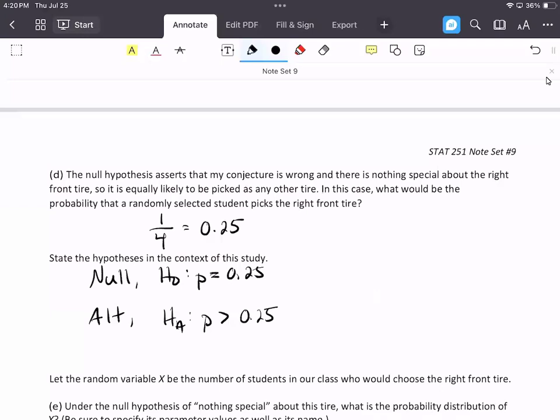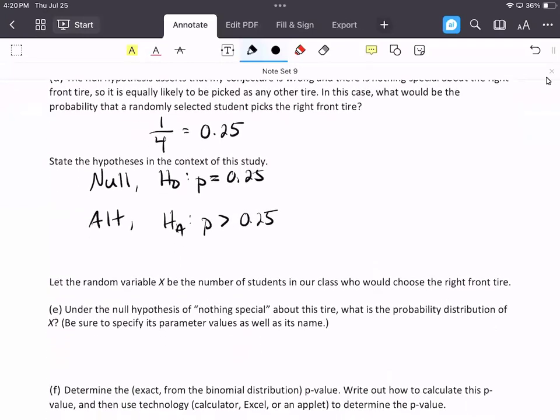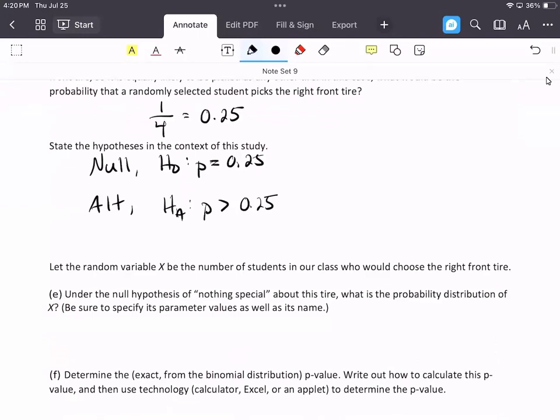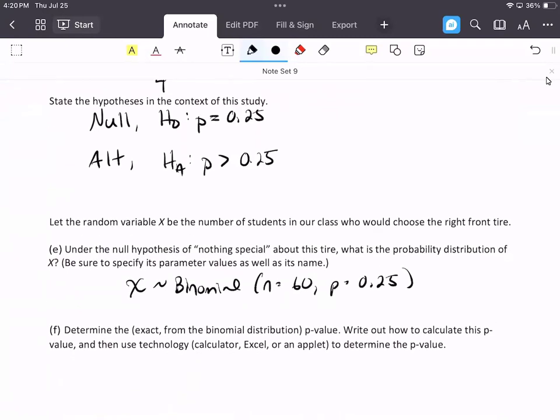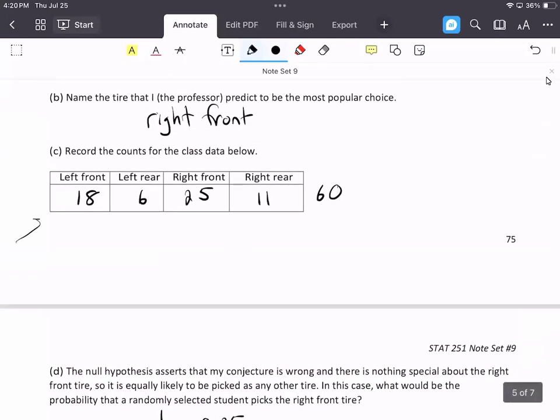Now we're going to let X be the number of students in our class who would choose the right front tire. Under the null distribution of nothing special about this tire, what's the probability distribution of X? Well, we've already discussed a little bit. It's binomial in nature, because either you choose the right front, or you don't. And n is 60, and p is 0.25. Once again, I'm using information collected from a past class. So that's where this sample here came from.